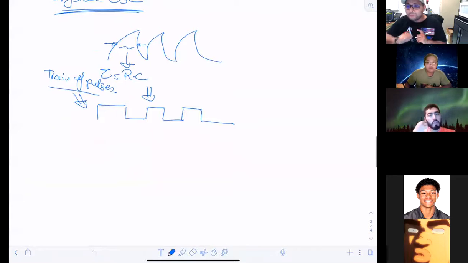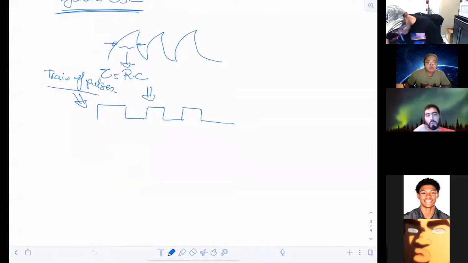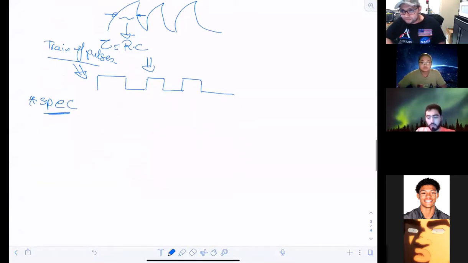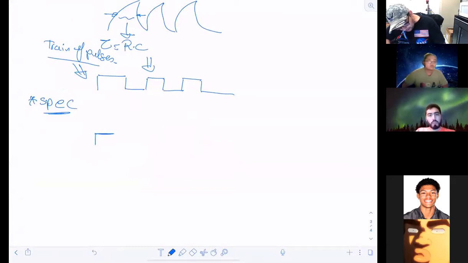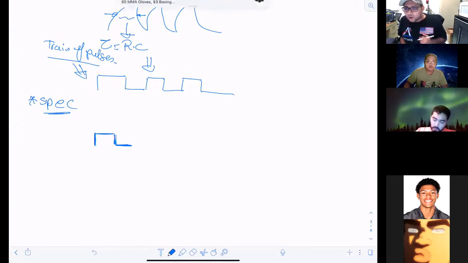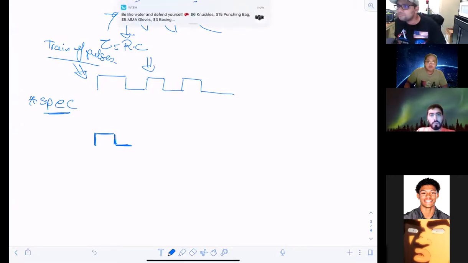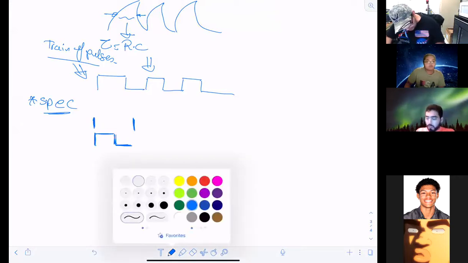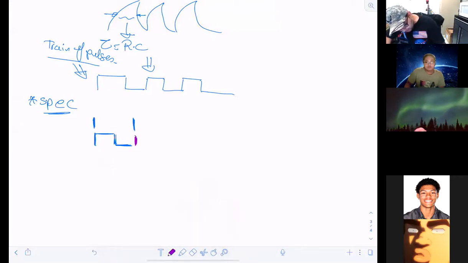Okay, train of pulses. But it has a specification. So there is a spec for this train of pulses. What is the spec we should know? The spec is as follows. There is something here called the duty cycle. So look, this is one piece of the train of pulses, right? So look at this, there is a duration here. Later on, you will see that it will be repeated.